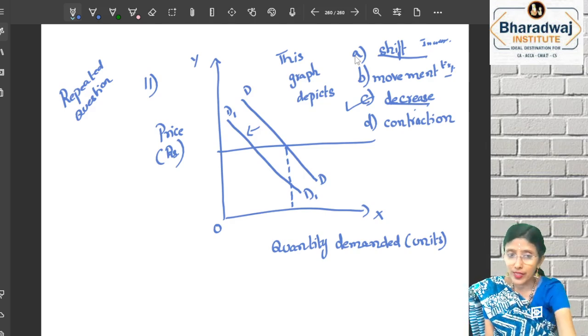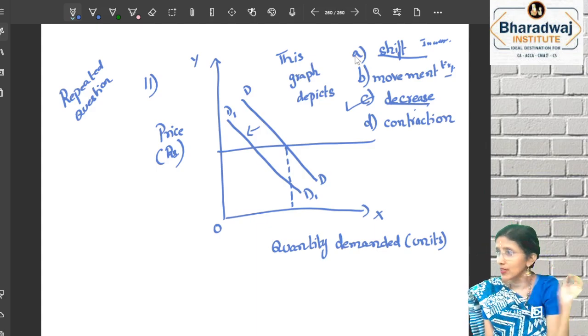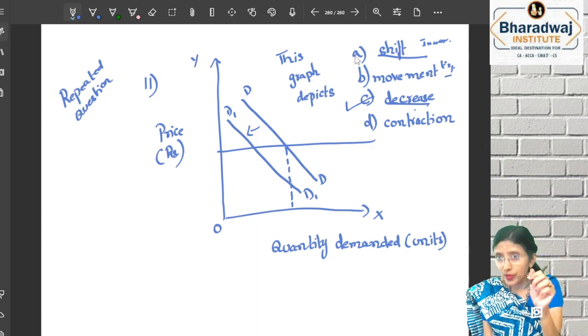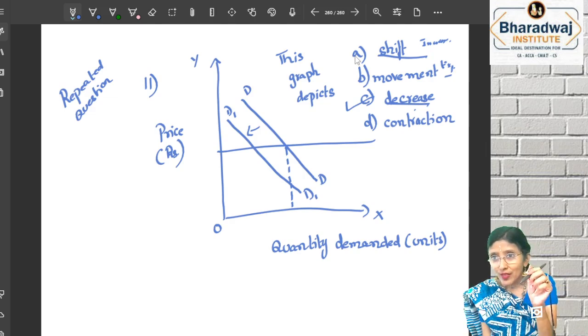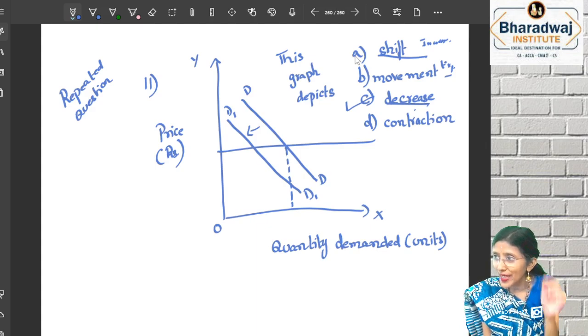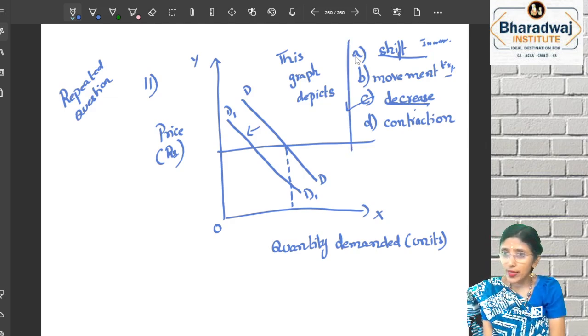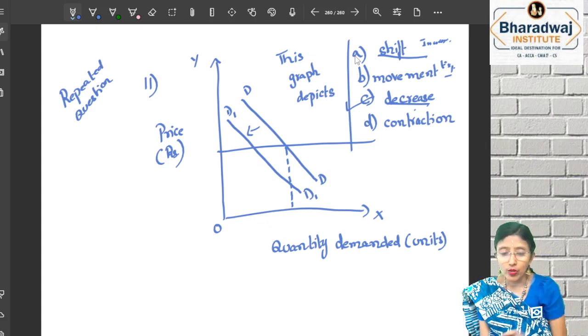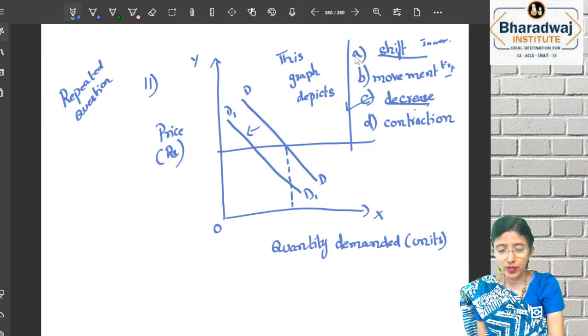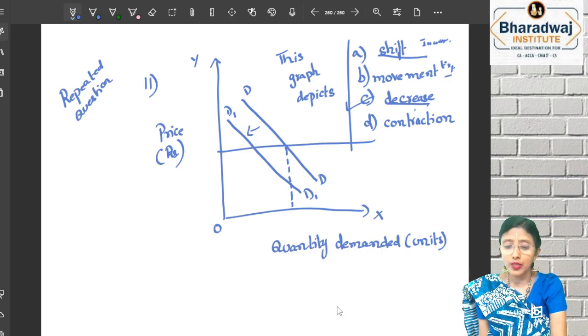We generally know increase, decrease, expansion, contraction. So for shift, we will be using increase, decrease. For movement, we will be using expansion and contraction. Now this is another genre. Are you clear now? Please note it. I think that should be fine. We have covered maximum under this.